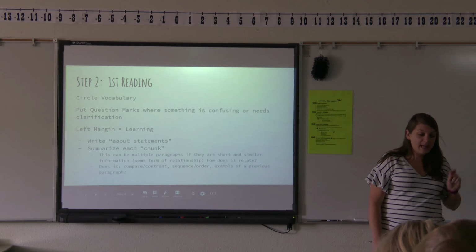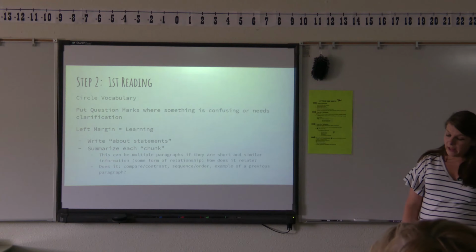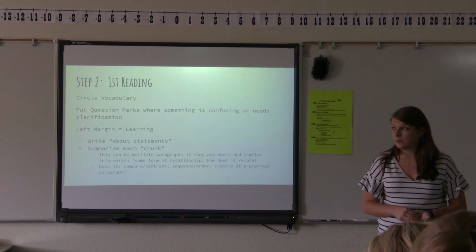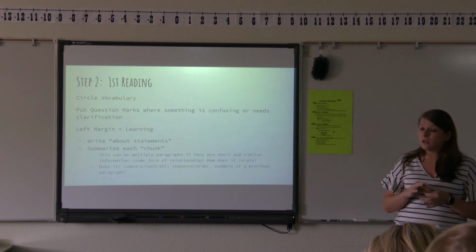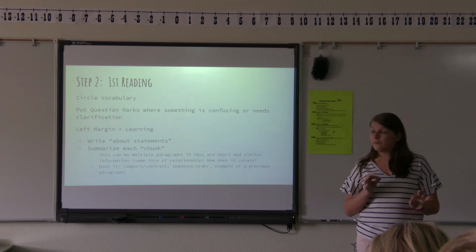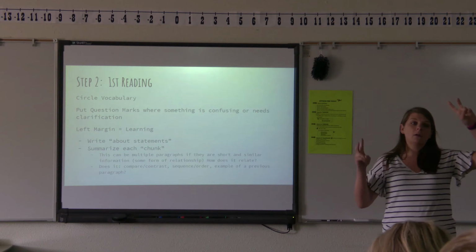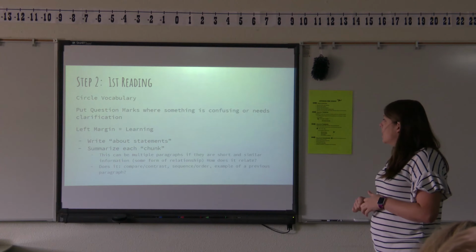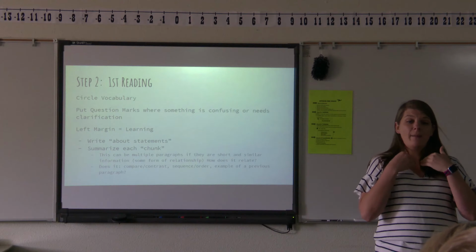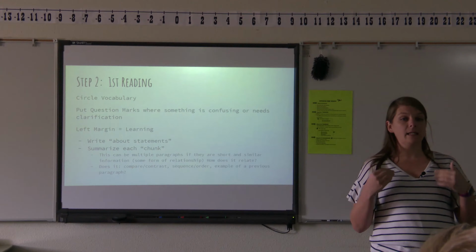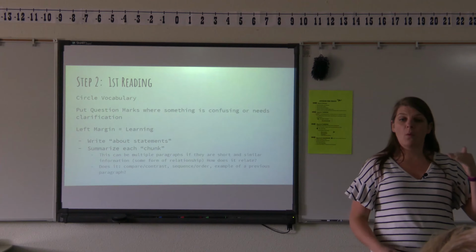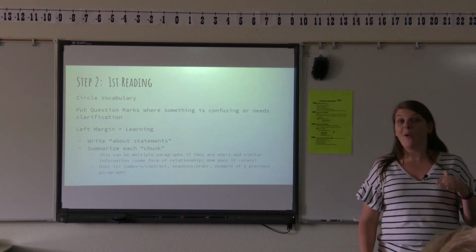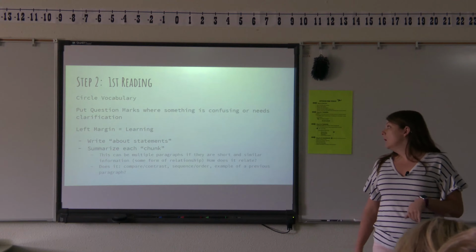Your next step is step 2. That is what we call the first reading. This is where you actually read the text. You put question marks where things are confusing or need clarification. The left margin is what we call our learning side. So left and L is learning, which makes it easy to remember. You write about statements. I personally call this my indexing side, where I put little summaries about what is in the text so that when I'm coming back later, it'll be quicker for me to reference, and I don't have to read word for word again.